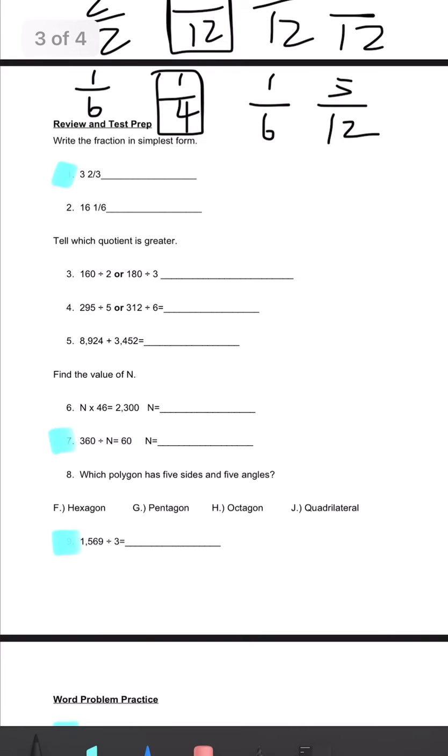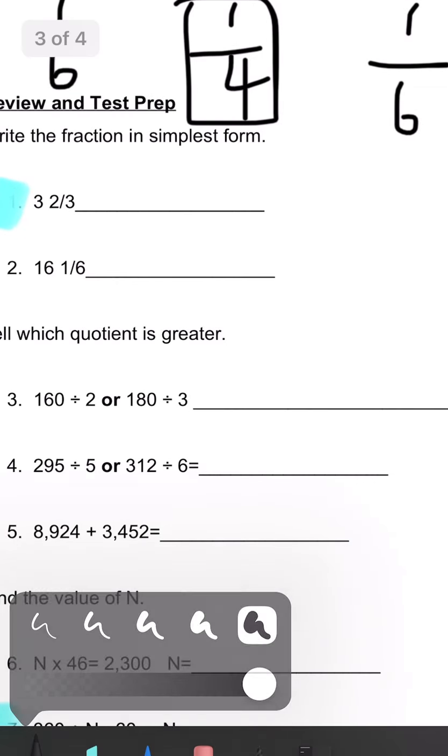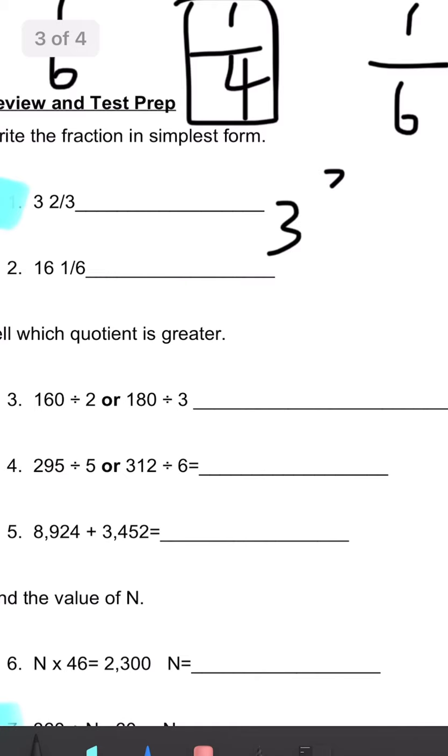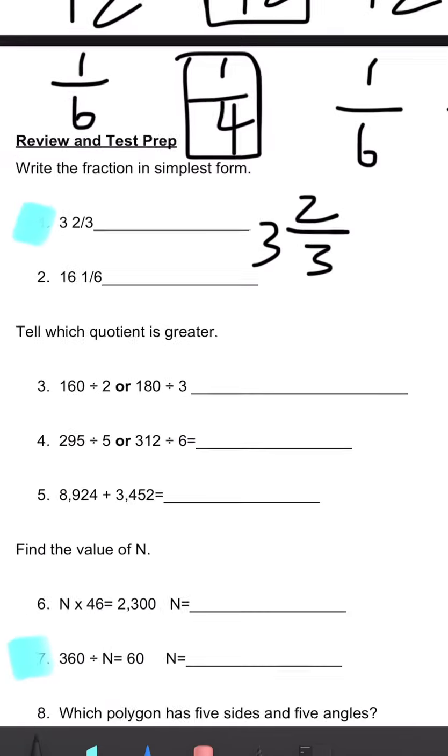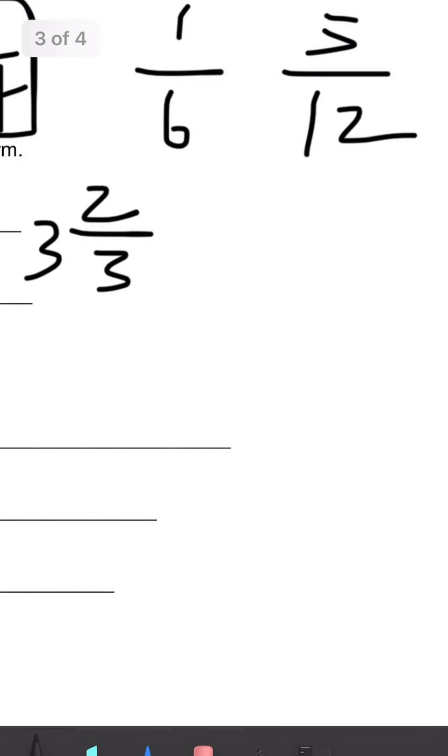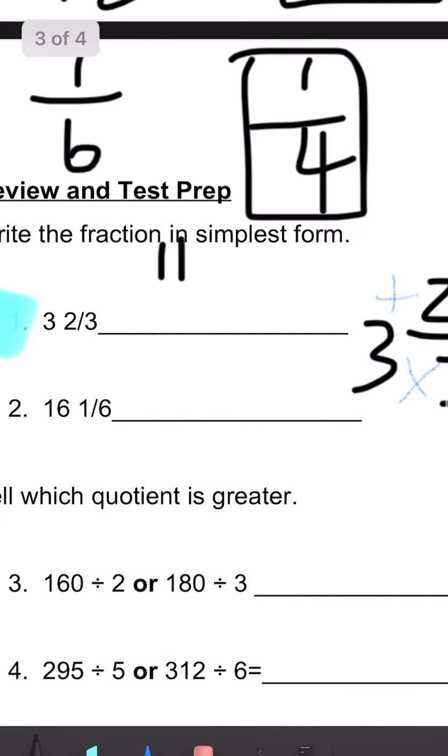Next, we'll be looking at review and test prep. Write the fraction in simplest form. We did this on the first page. So again, we'll be doing 3 2/3 and turning it back into the other form. So we'll do multiplication here and addition here. 3 times 3 is 9, plus 2 is 11. So it'll be 11/3.